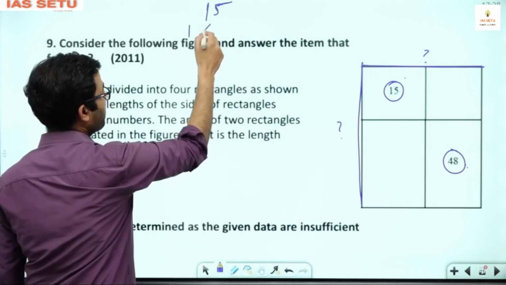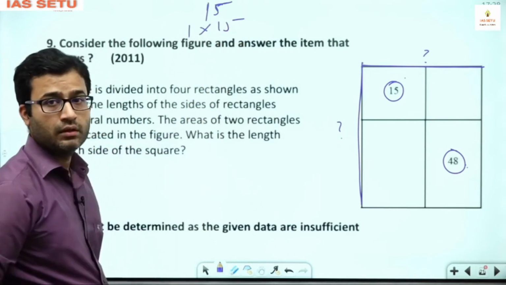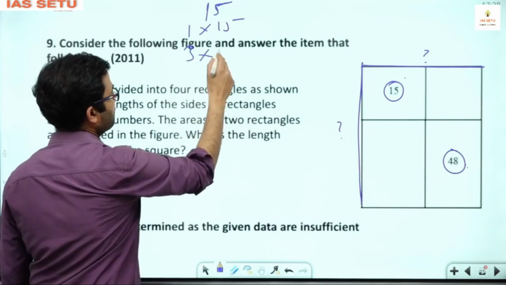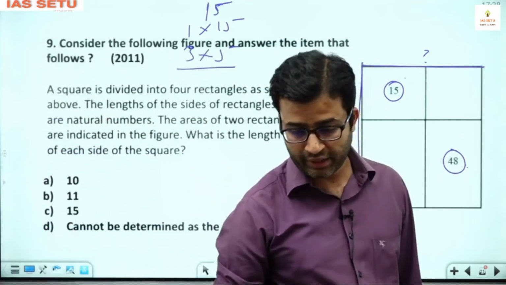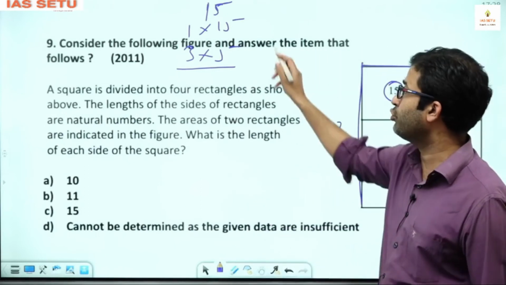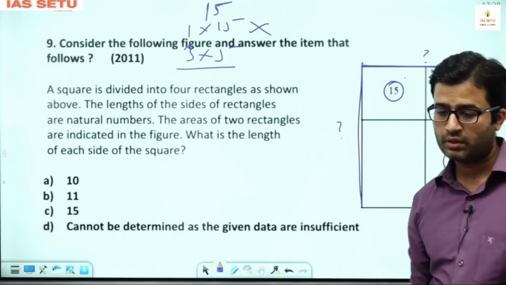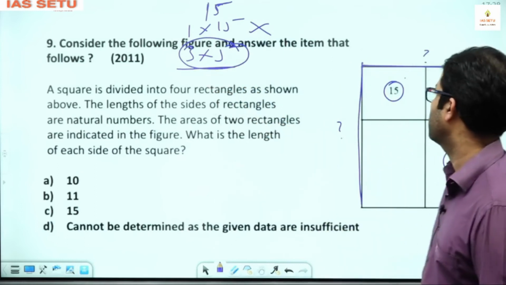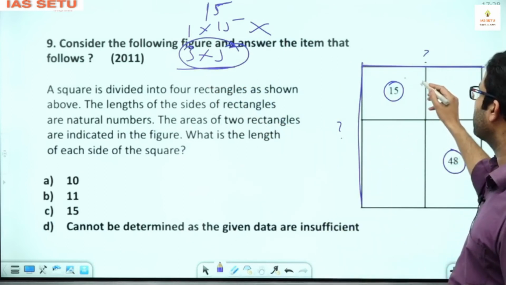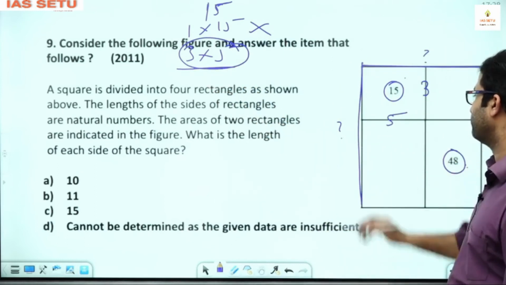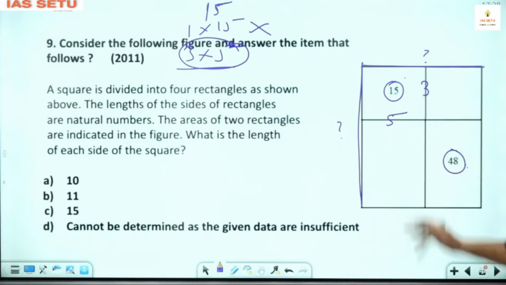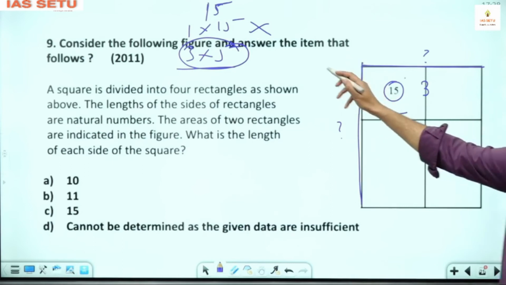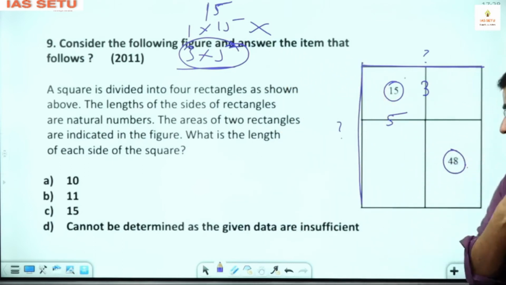1 and 15, 3 and 5. It has to be a product of two things because area is length into breadth. So 3 into 5. Don't take extreme values. We try with this. So I assume that this is 3, this is 5, or it can be 1 and 15 also. But I do hit and trial. I start with 3 and 5.